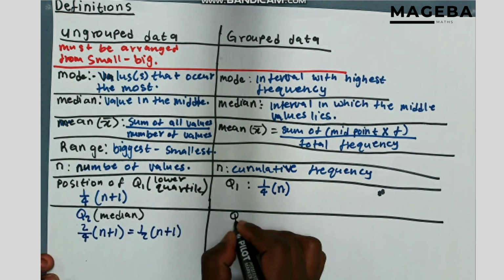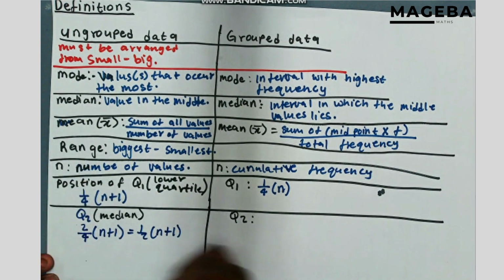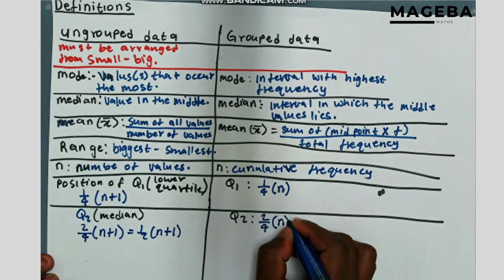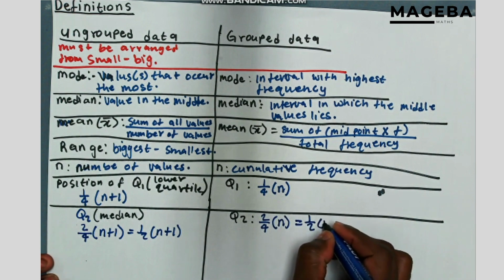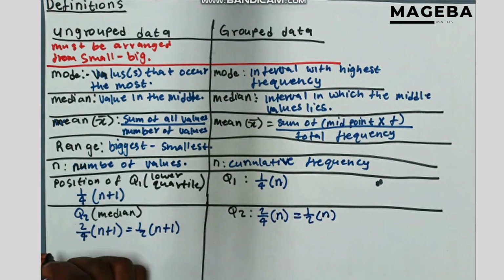And also on this side, how do we find Q2? It's just 2 over 4 into n. If you simplify this, it's just going to give us 1 over 2 into n. I hope you still understand that one.